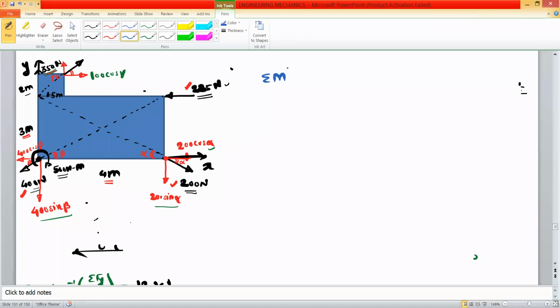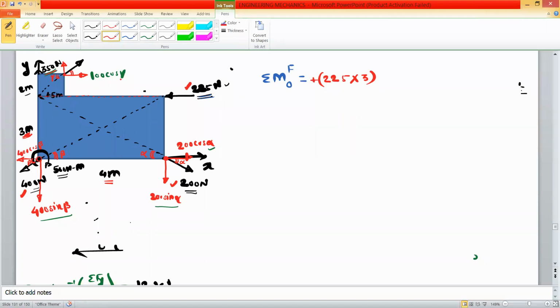So the summation of moment by all the forces about the point O, we can write, you can start from this 225. So 225 Newton, its line of action, this is the line of action. For 225 Newton, what is the perpendicular distance with respect to the point O? It is nothing but the 3 meter. So we can take the moment 225 into perpendicular distance 3 meter, and the sense of rotation by this 225 is in the anti-clockwise direction, so it is positive.